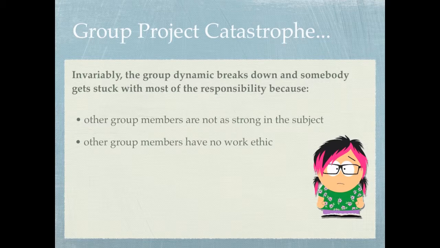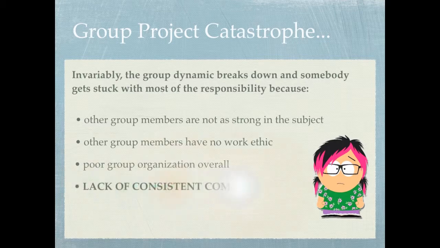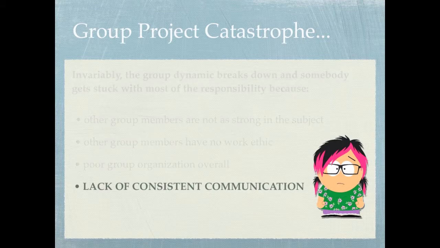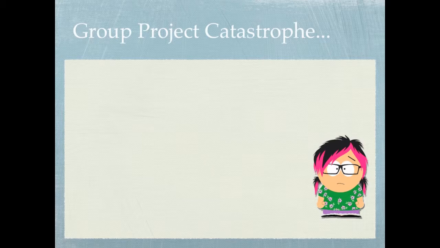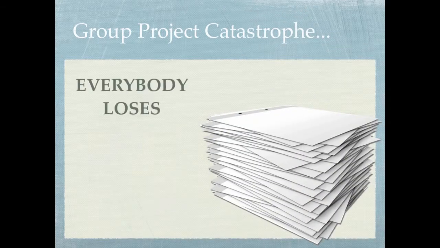It happens. There's also poor group organization overall, and when you can't keep everything in order, it gets kind of messy and it gets hard to get the project done. But probably the biggest reason it doesn't do well is a lack of consistent communication. If you don't have good communication, it's hard to bring all the pieces of the project together in a good, coherent product. So, what happens when it all falls apart? The load falls on the head of one person, and everybody loses.